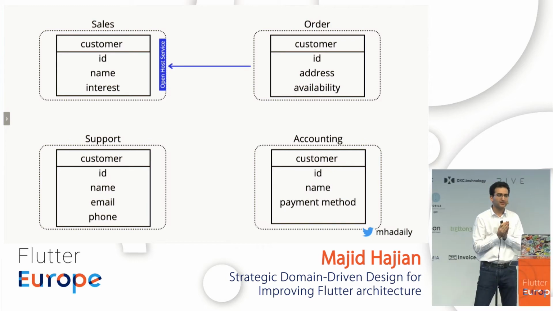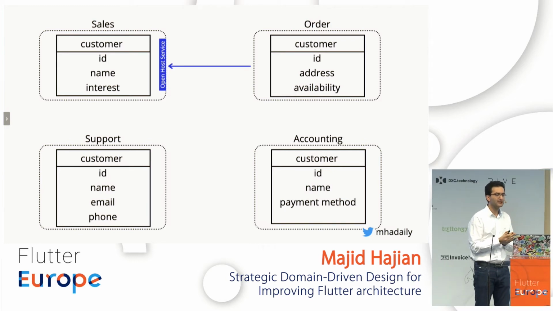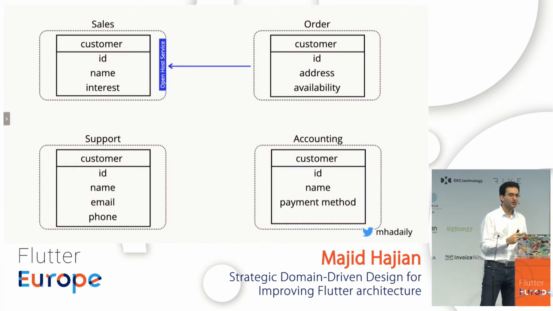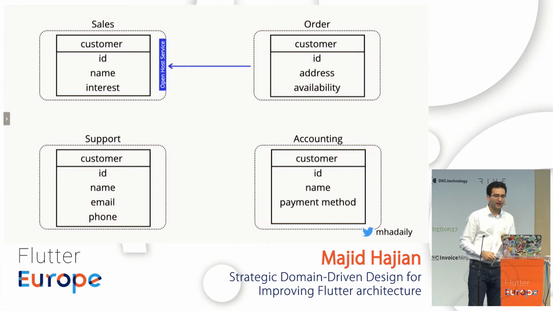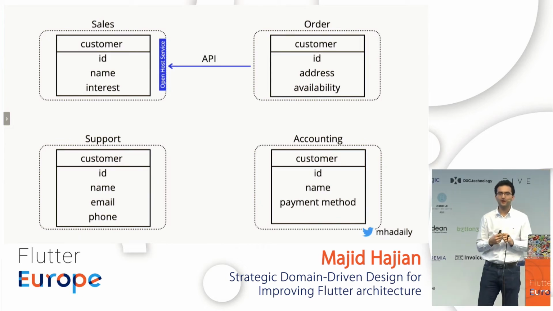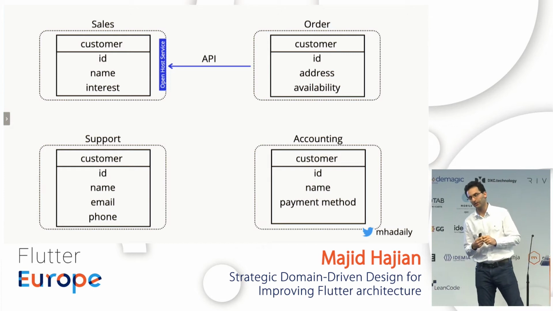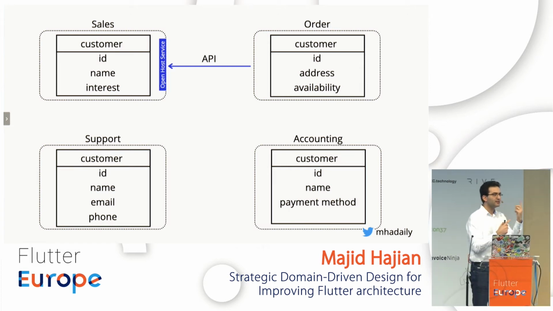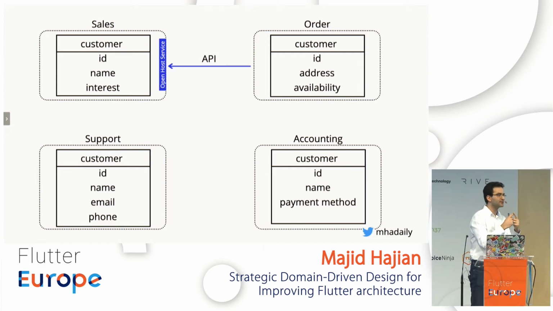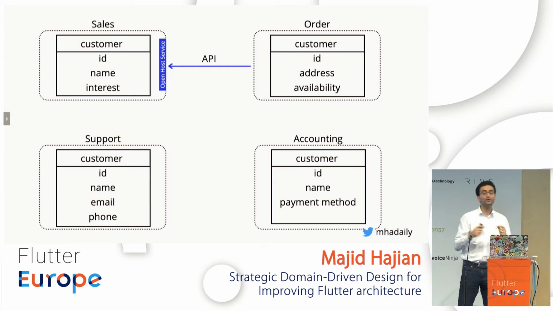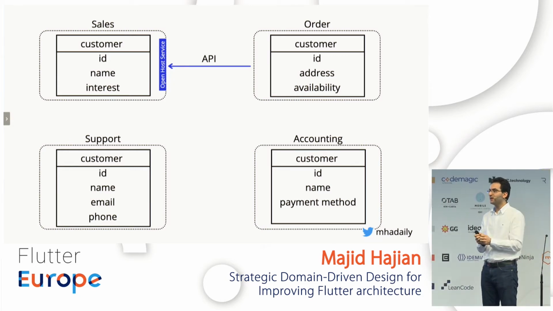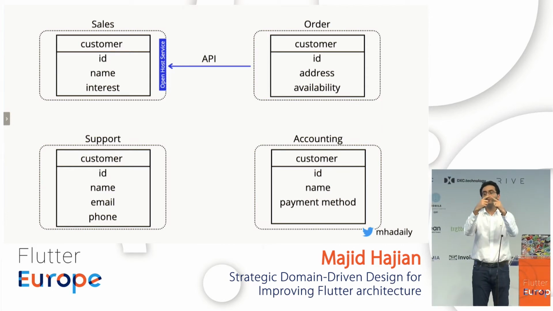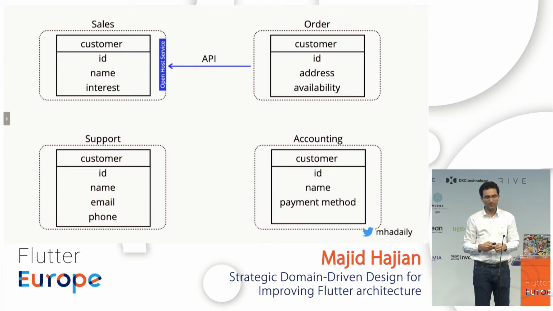The second option is creating a thin layer in each subdomain called open host service. I can translate this in our language as a developer. That is API. So each subdomain, to get access to others, needs to go through APIs. So you provide a public API, expose that, and others get that information from the API. All right.